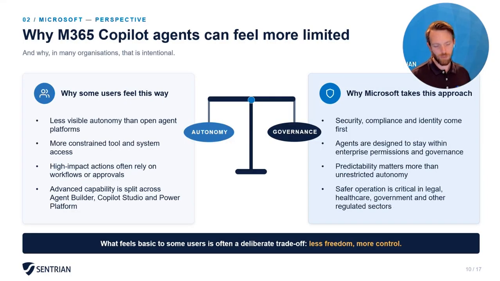So a common piece of feedback we actually get with M365 Copilot is that the agents can feel quite limited. I'm not going to lie, that is true. I feel that some days as well, but it's intentional. So we feel that way often because it's a less visible autonomy than open agent platforms.